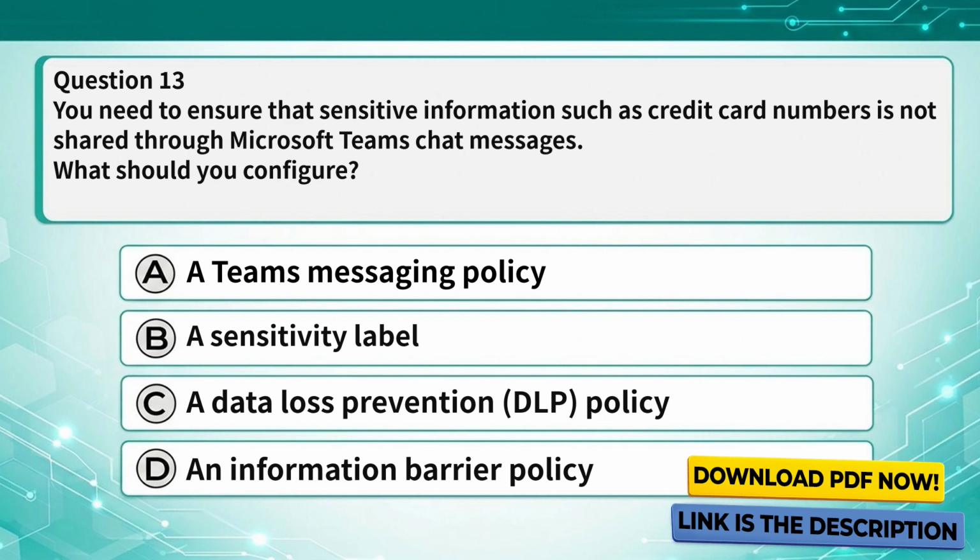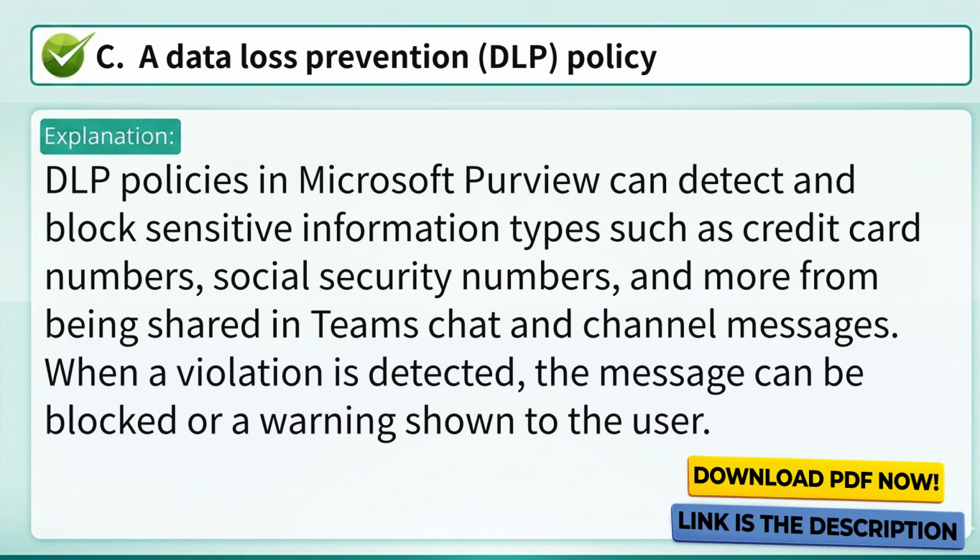Question 13. You need to ensure that sensitive information such as credit card numbers is not shared through Microsoft Teams chat messages. What should you configure? A. A Teams messaging policy. B. A sensitivity label. C. A data loss prevention, DLP policy. D. An information barrier policy. Correct answer, C, a data loss prevention DLP policy.